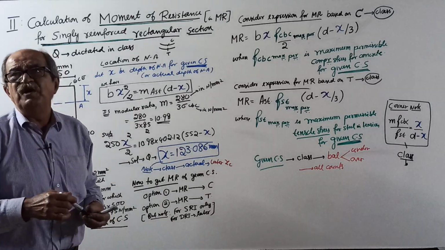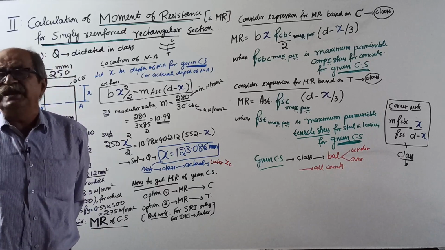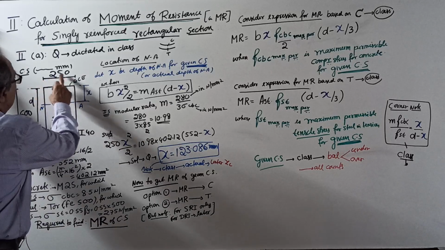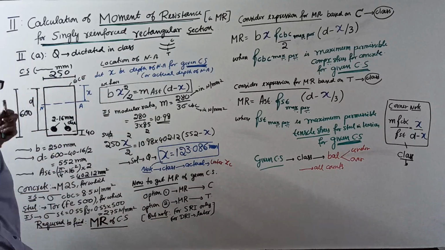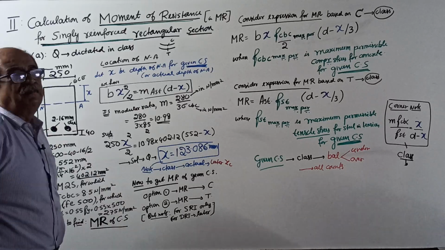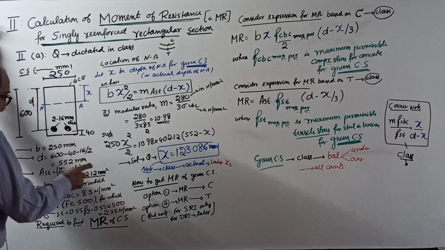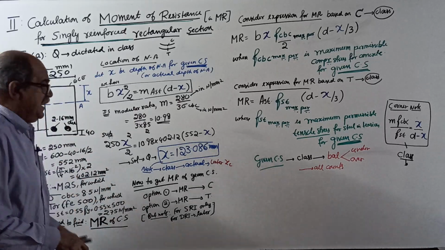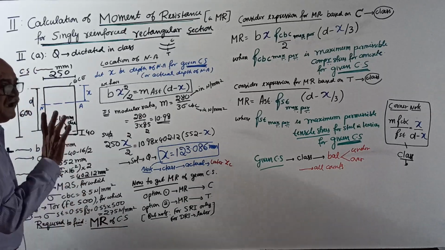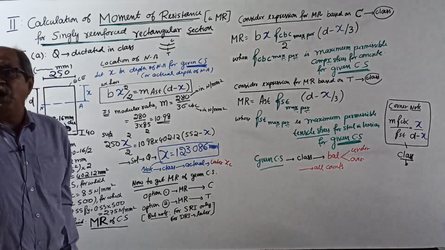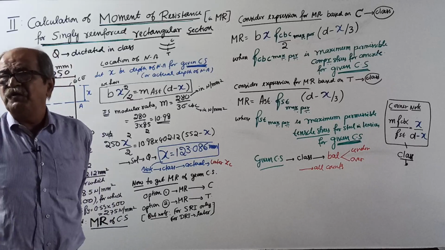Question continued. I will read the question once again. A rectangular section of an RC beam is 250 mm wide and 600 mm deep. It is reinforced on the tension side by 2 bars of 16 mm diameter at a clear cover of 40 mm. Taking M25 concrete and Tor steel of grade Fe 500, find the moment of resistance of the cross section. Okay, start.